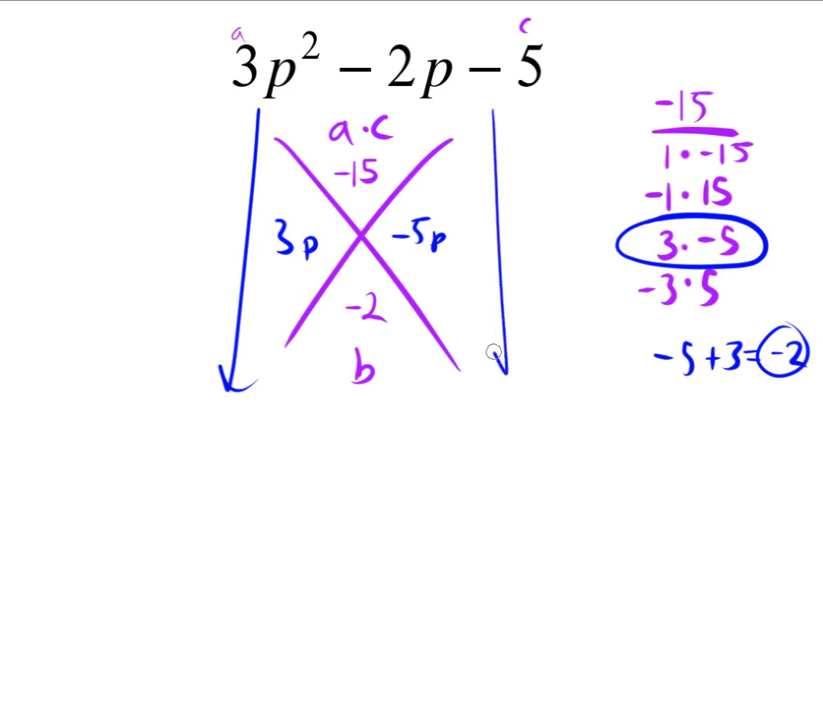Yes, and so what I'm going to do is I'm going to bring down just some numbers here. I'm going to bring down 3p squared, or bring down some terms rather, and then I'm going to have plus 3p minus 5p minus 5. And so now I'm going to group some terms together.